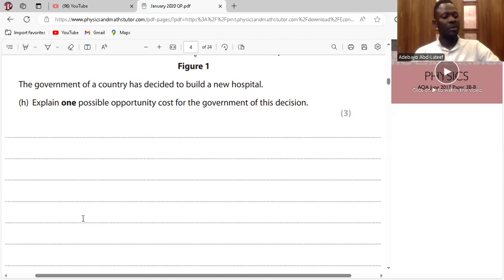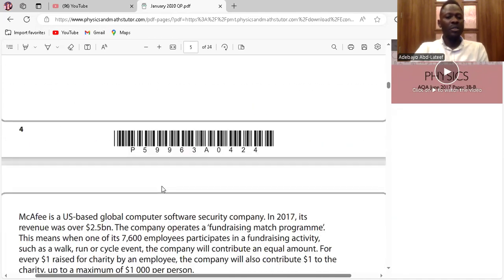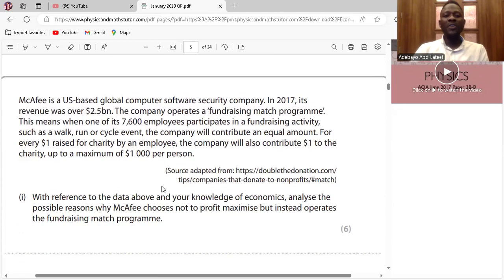So we have a question. Okay, McAfee. McAfee is a US-based global computer security company. It's there for people to read anyway. So just go to the question.